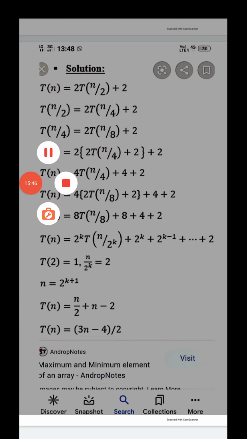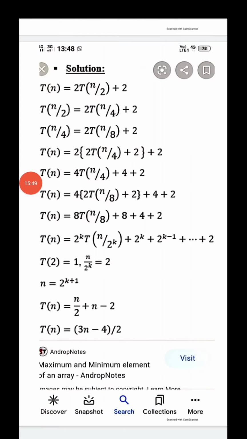The time complexity is T of n is equal to 2T of n by 2 plus 2. Next, in place of n, if we take n by 2, T of n by 2 is equal to 2T of n by 4 plus 2. Next, in place of n by 2, we take n by 4: T of n by 4 is equal to 2T of n by 8 plus 2. These are the three formulas you choose.